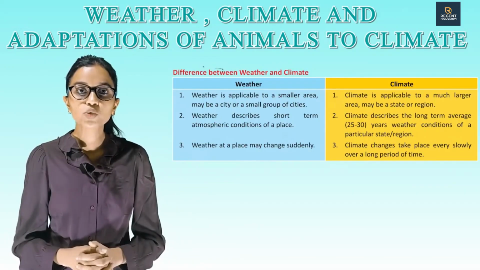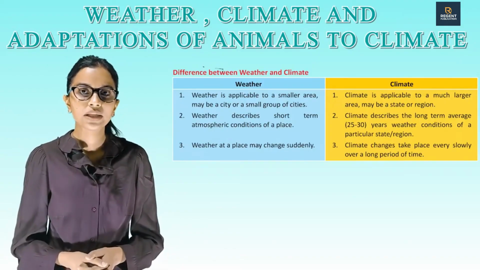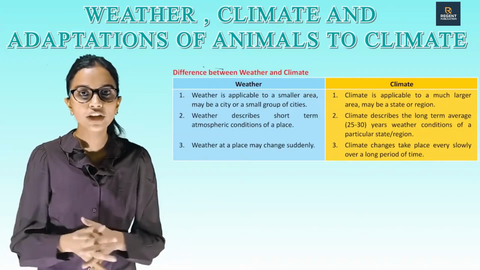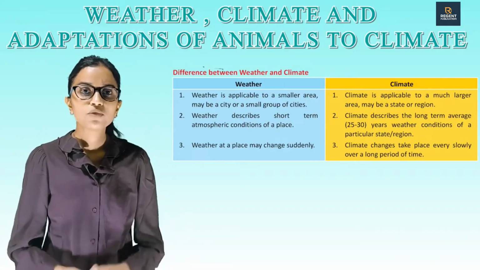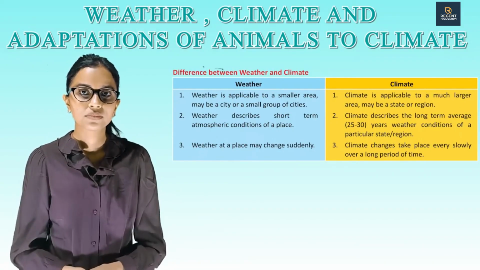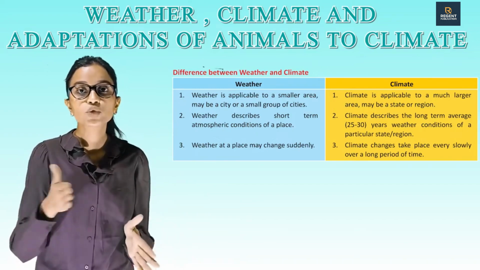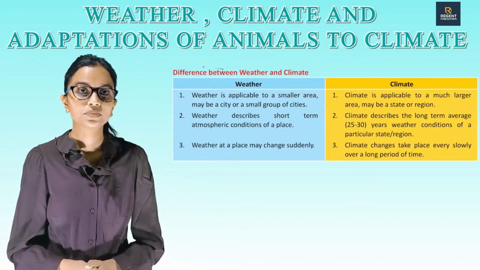Weather is applicable to a smaller area, maybe a city or a small group of cities. First, climate. Climate is applicable to a much larger area, maybe a state or region. Second, weather describes the short-term atmospheric condition of a place. Climate describes the long-term average, 25 to 30 years, of the weather condition of a particular state or region.